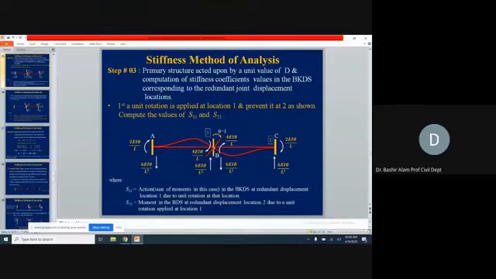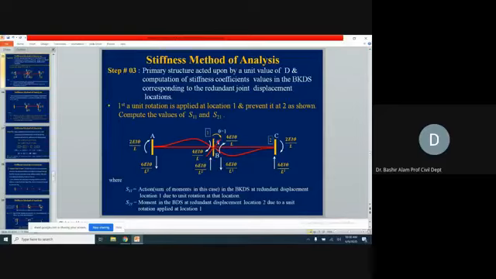If you see here, this was location 1, you can see the coordinate 1 here. D1 was at this location. So corresponding to D1, in the same location and in the same direction, we put theta equal to 1. This will give us the values of S11 and S21, which is the first column of the stiffness coefficient matrix.